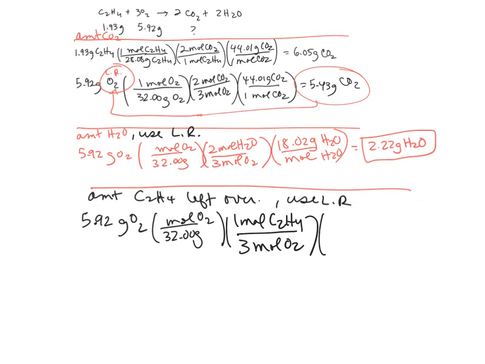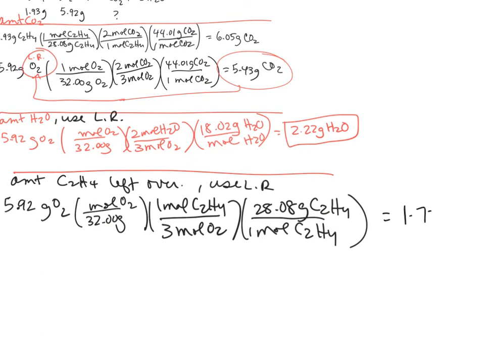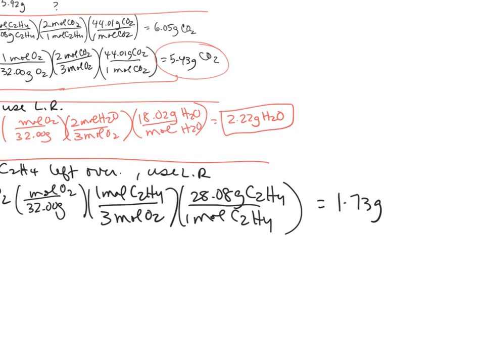And then you have C2H4 moles. You want to go to grams, so use 28.08 grams C2H4 per mole C2H4 consumed. So this is going to turn out to be 1.73 grams of C2H4 used up in the reaction.